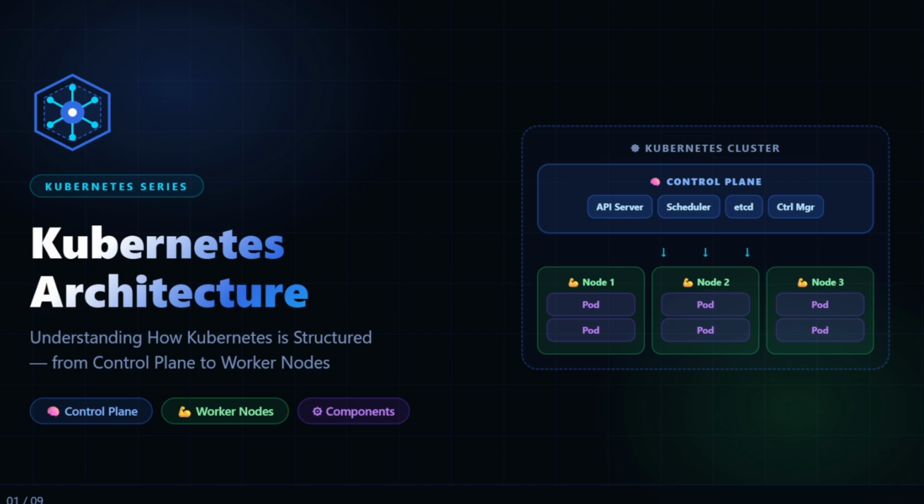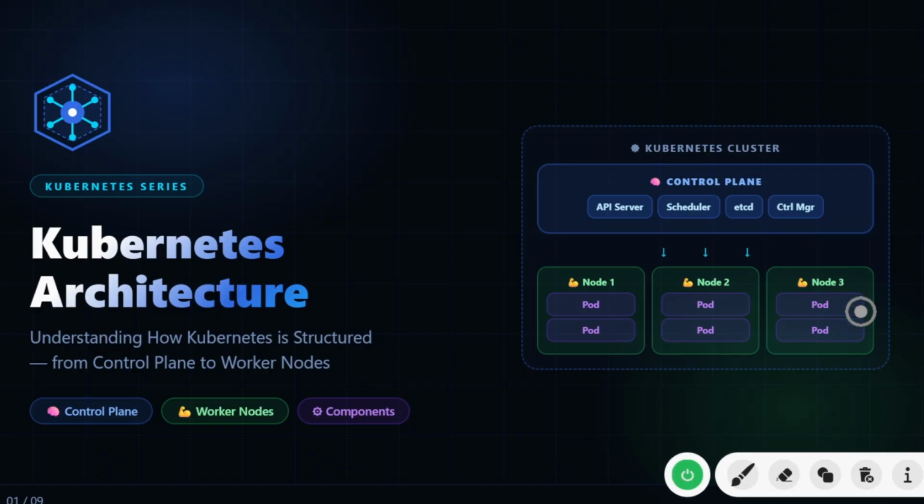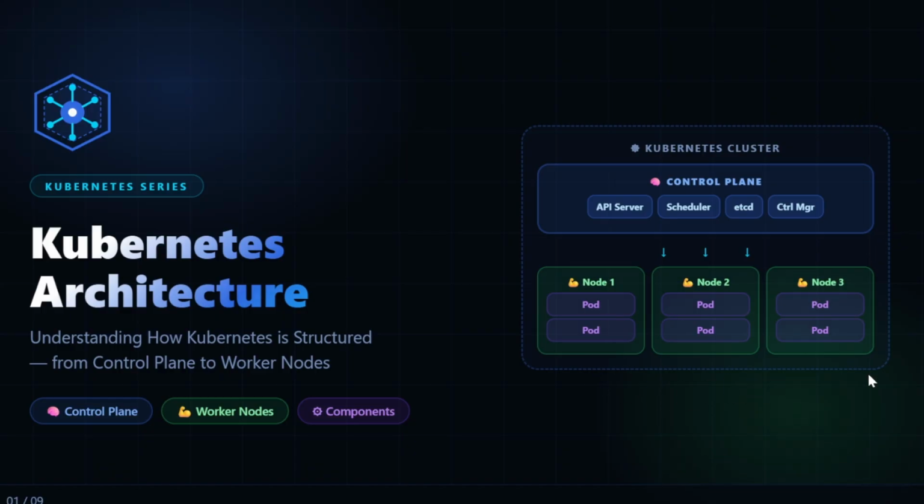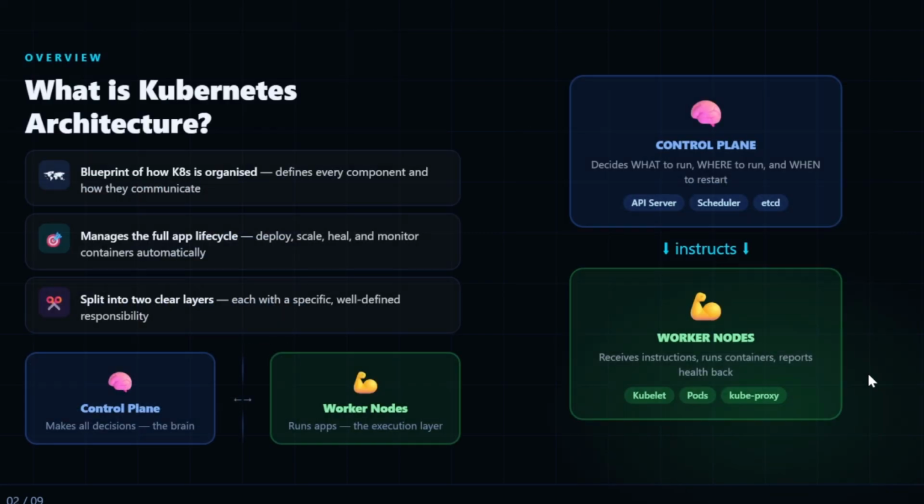So here you can see the architecture diagram of Kubernetes at a high level. This is a Kubernetes cluster, and inside it there is a control plane and a worker node. Within the control plane, there are four components: API server, scheduler, etcd, and controller manager. And within the worker node, there is a pod, and also the kubelet, kube-proxy and container runtime. So we'll be seeing this at a high level. In the upcoming series, we'll look in depth at the control plane and the worker node as well. Today we'll be covering the high level architecture overview.